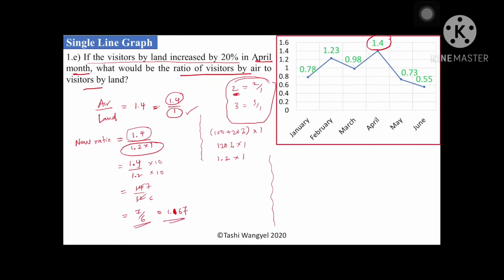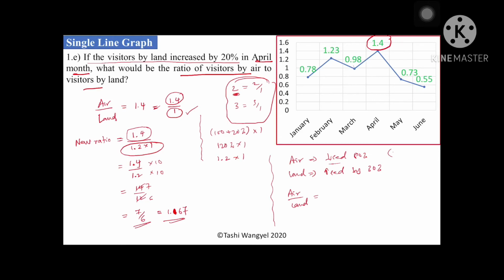Now the increase and decrease question: air decreased by 80% and land increased by 30%. What is the ratio of air by land?